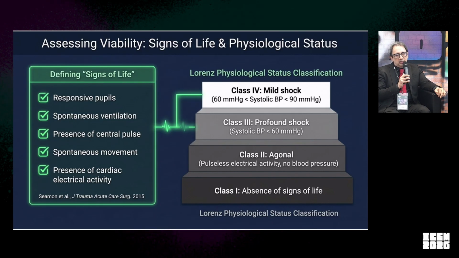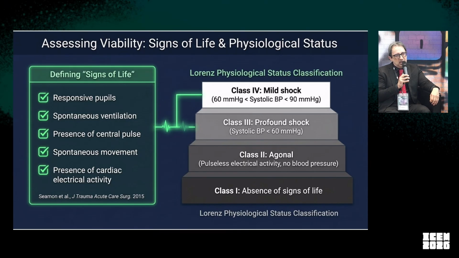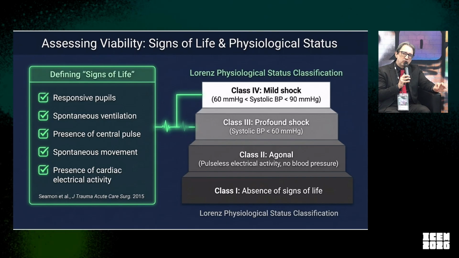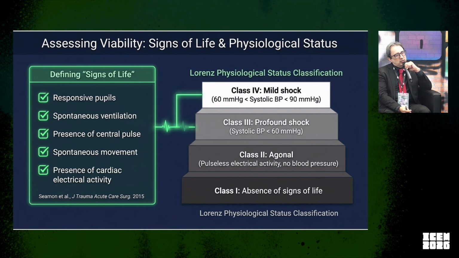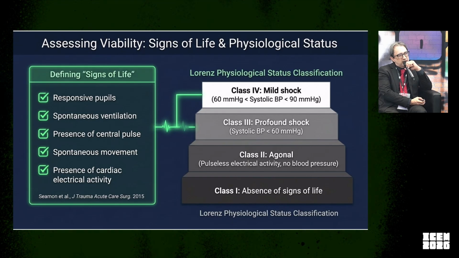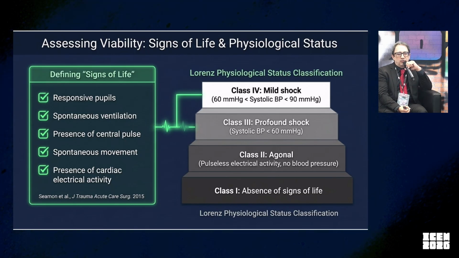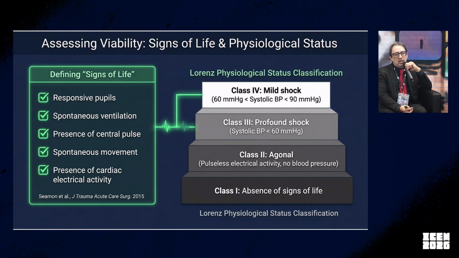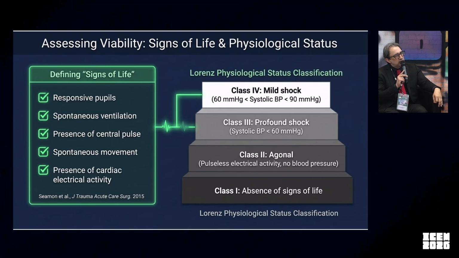The main point in terms of open thoracic resuscitation is deciding when you should open the thorax. I think this is the most important moment for the emergency doctor to decide. So one of the important signs: receive patients according to the physiological status classification, patients that still have signs of life. The signs of life are a palpable pulse, spontaneous ventilation, presence of central pulse, spontaneous movement, and the presence of cardiac electrical activity.